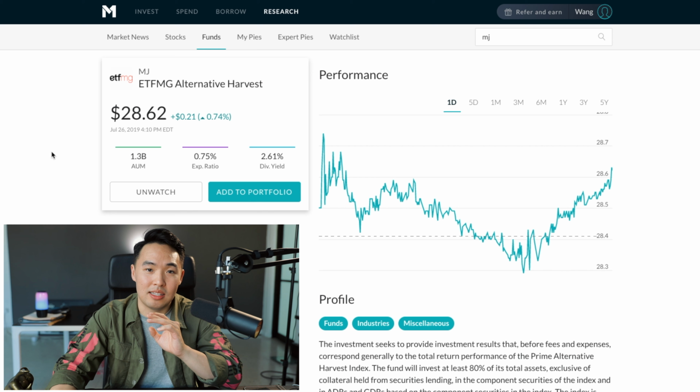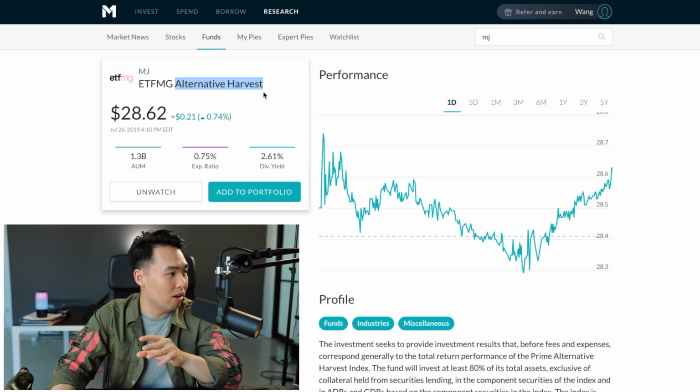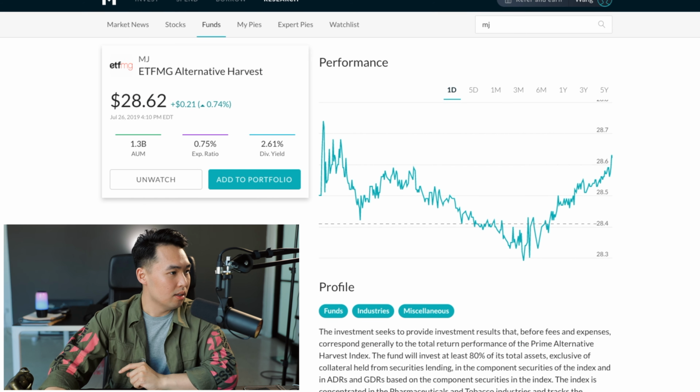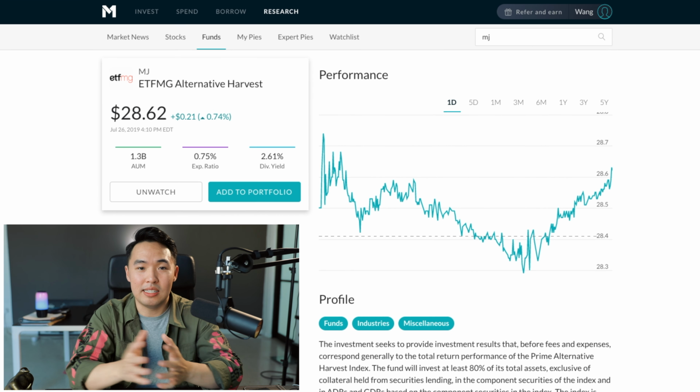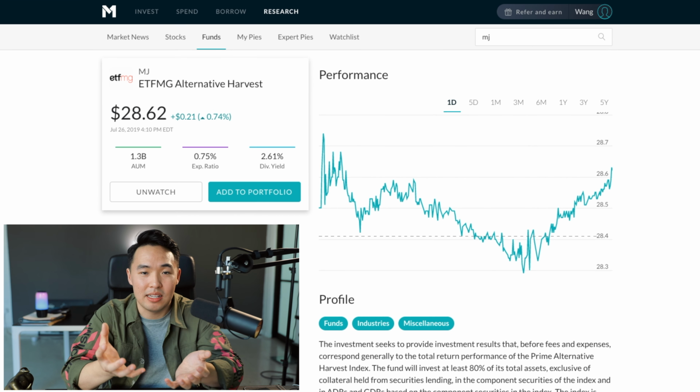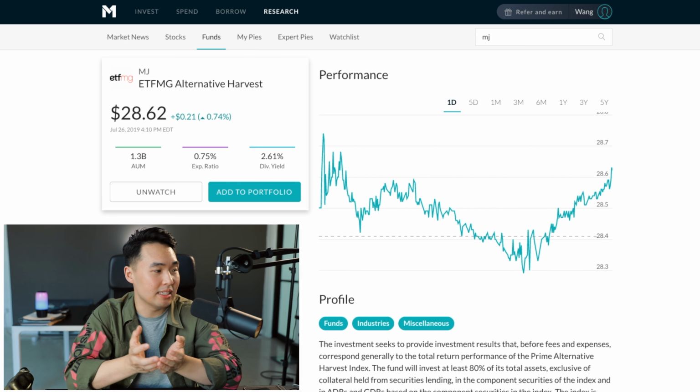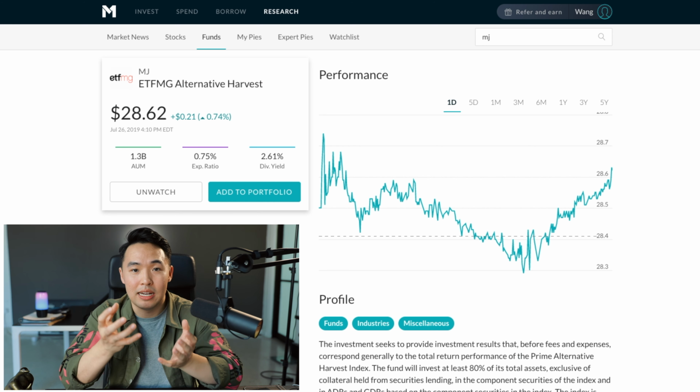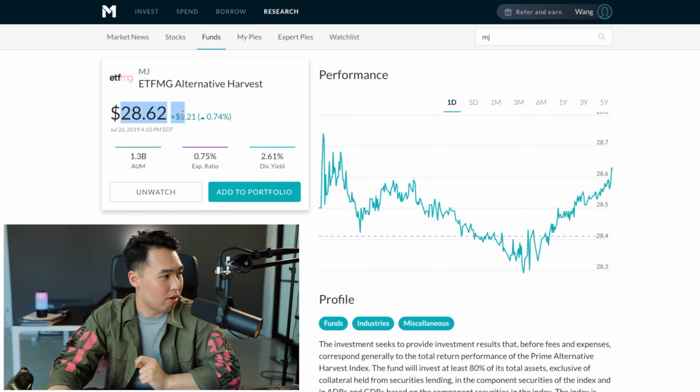So now let's talk about weed stocks. I'm not planning to invest in weed stocks. And if I had a gun pointed to my head and I had to choose, I would invest in this one ETF. So let's take a look at it. This is ticker symbol MJ, Alternative Harvest. This one ETF, if you don't know what an ETF is, is basically a basket of stocks. In this particular instance, it's a basket of different cannabis related stocks. Price is around $28.62.